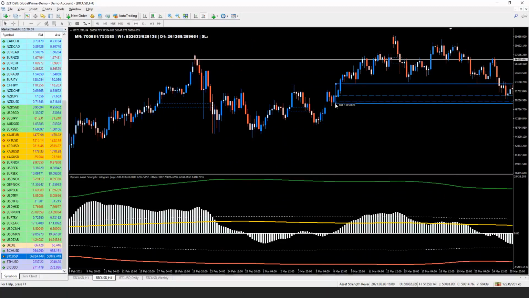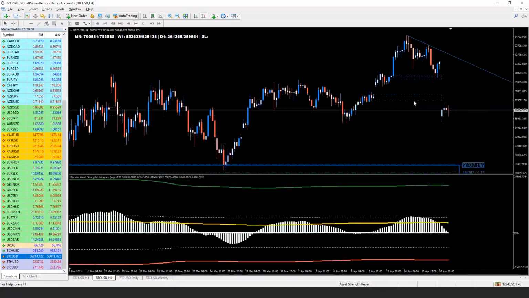Price went here, like so. Found it. Price came to that area, and then we left and we moved away.